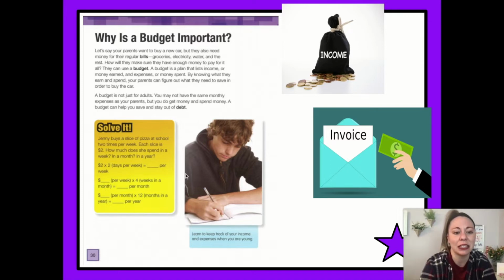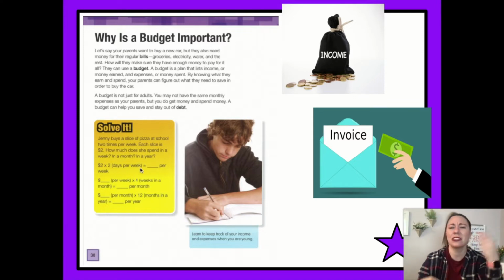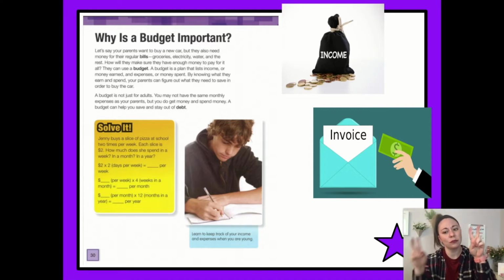Okay, so it says, solve it. Here we go. Jenny buys a slice of pizza at school 2 times per week. Each slice is $2. How much does she spend in the week, in a month, or in a year? So first, in a week, she spends $2 times 2, so 2 days per week. What's 2 times 2? 2 times 2 is 4, right? So she spends $4 per week.